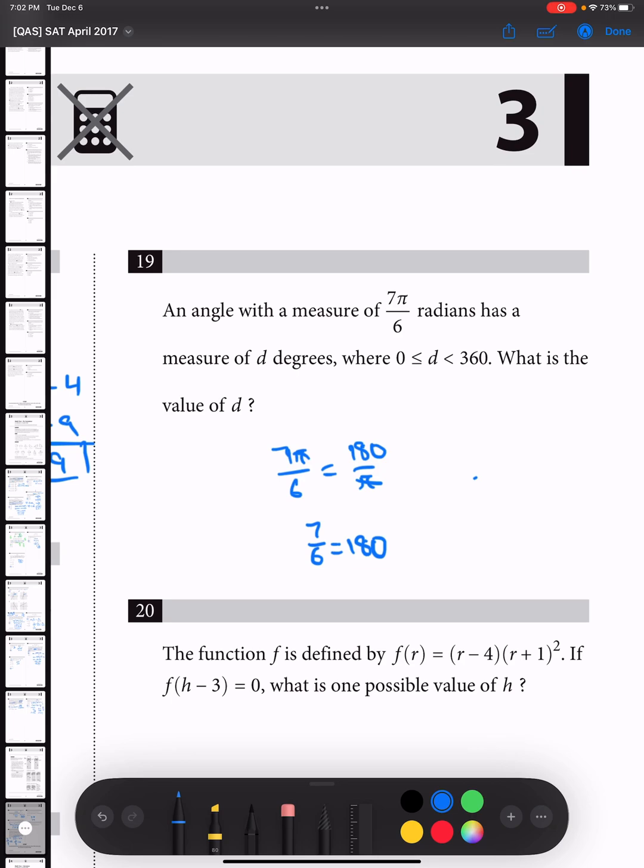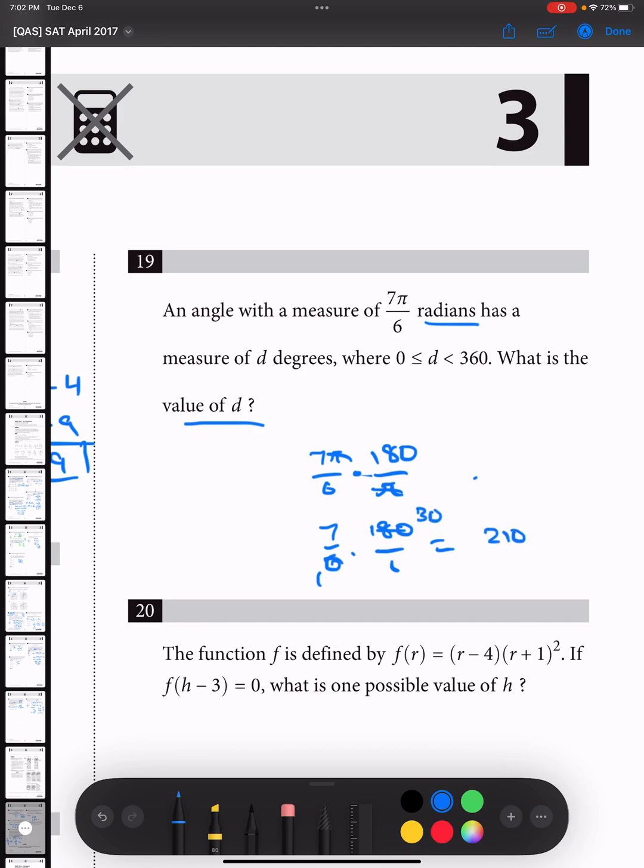Oh wait, no, I did this wrong. It should be 7 pi over 6 times 180 over pi to convert the radians into the value of d. So that means that we get rid of the pi, and 7 over 6 times 180 over 1 will give us 210 as our value for d.